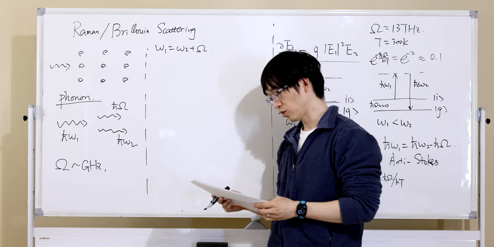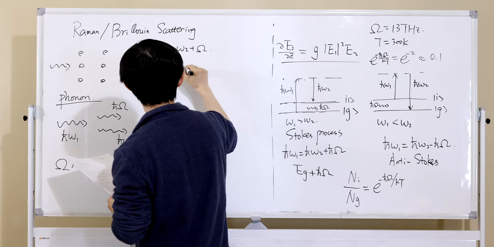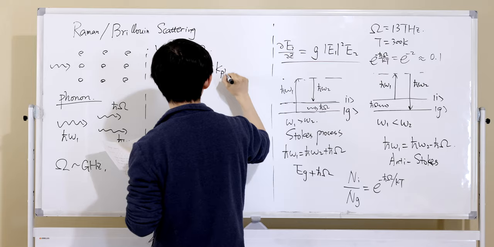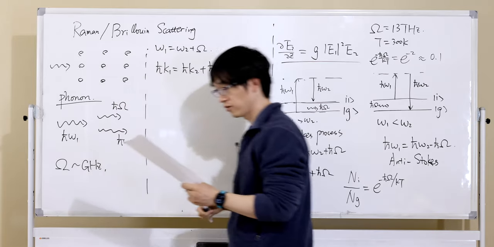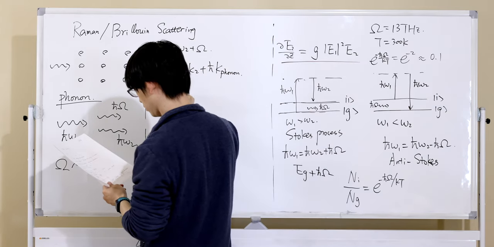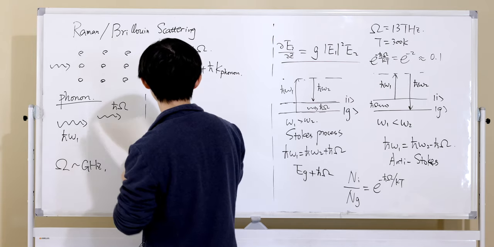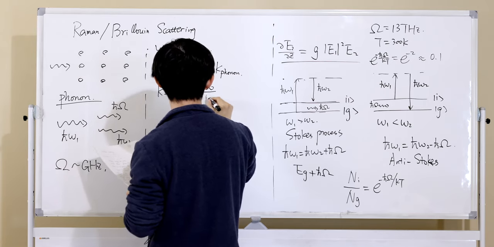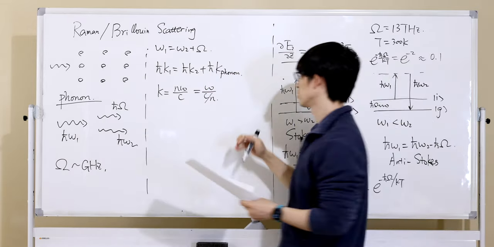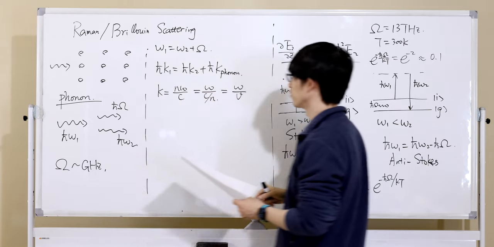And what about momentum conservation? Momentum conservation requires you to have ħK1 equal to ħK2 plus ħK phonon. So what is K? K is just nω divided by c in light. So it's actually ω divided by cn, and cn is just the phase velocity of light at that specific frequency.